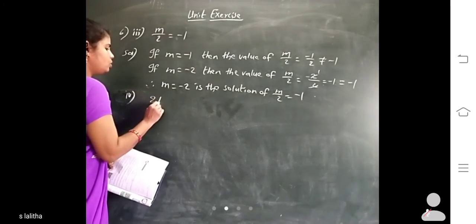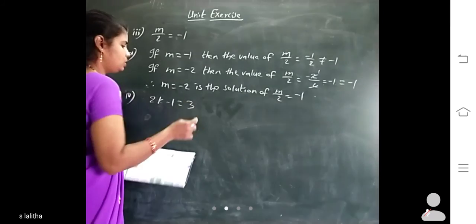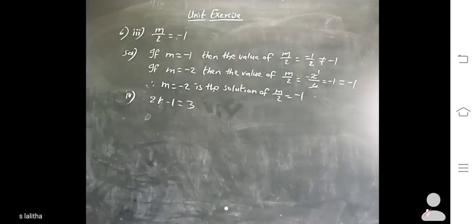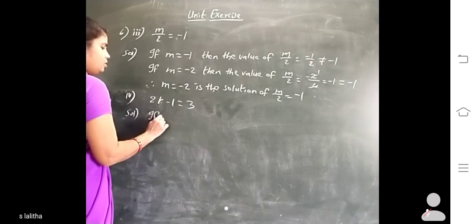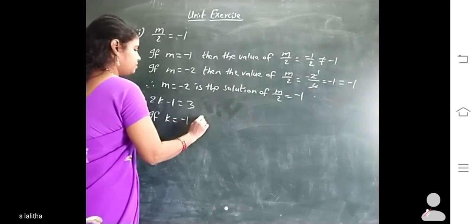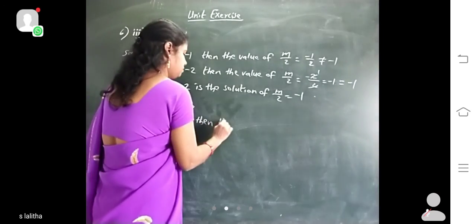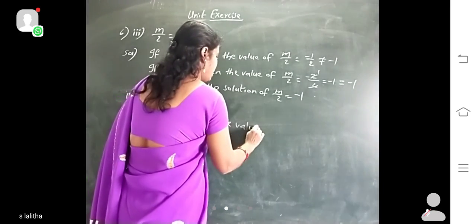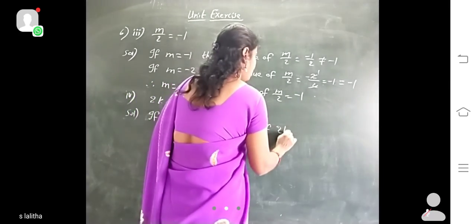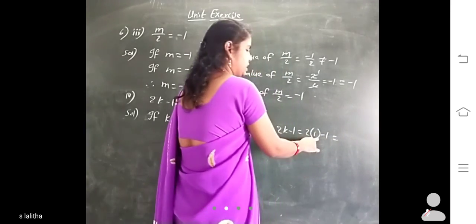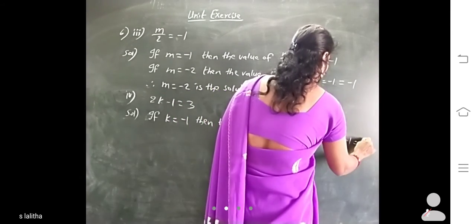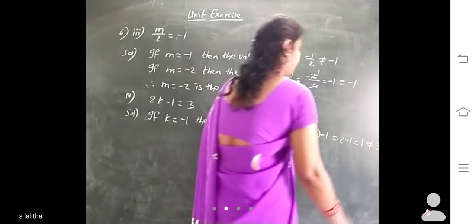Next, 2k - 1 = 3. So if k = 1, then the value of 2k - 1 is 2 into 1 - 1. How much? 2 - 1. How much? 1. 1 is not equal to 3.